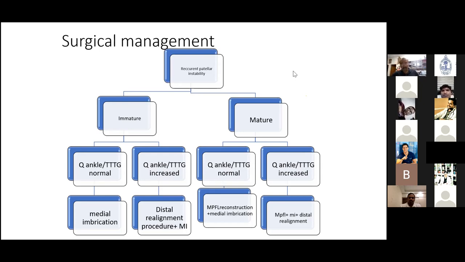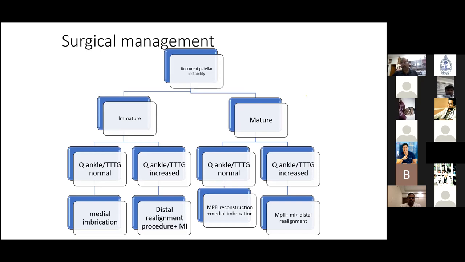Some patients can have a patella alta also associated with that. So what will you do? You have a patella alta. What will you do? Distally we can insert the tibial tuberosity, sir. Yeah, so you do distalization and medialization of the tibial tuberosity.